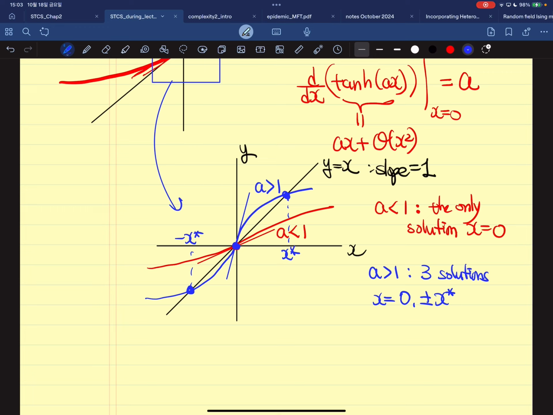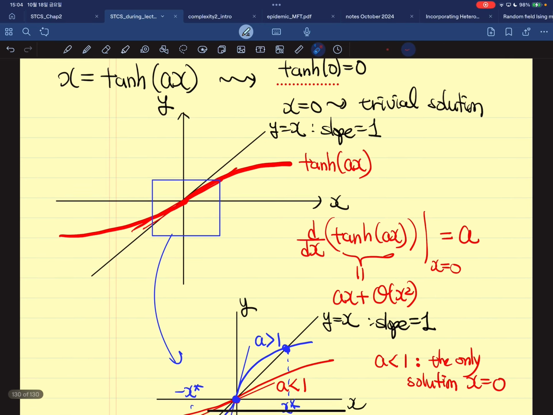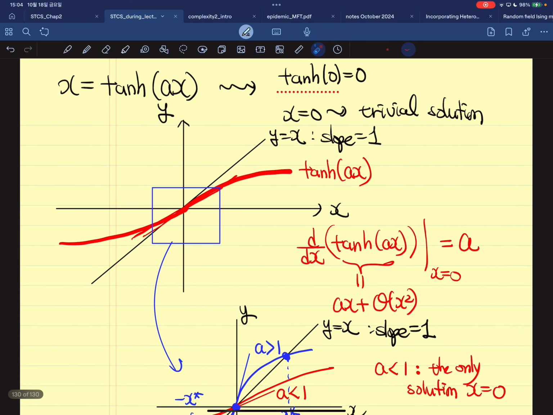So the important point here is that this non-zero x is possible for a solution. And let's return to our original problem. The original problem was the mean field Ising model: M0 equals hyperbolic tangent of Tc over T times M0.